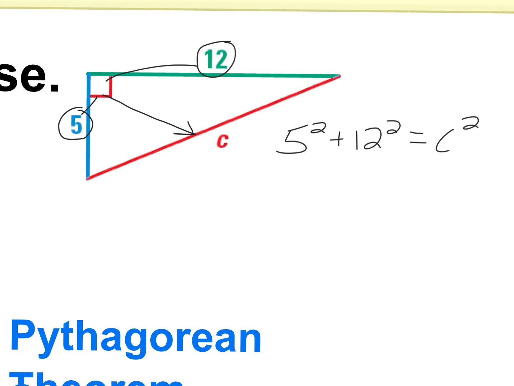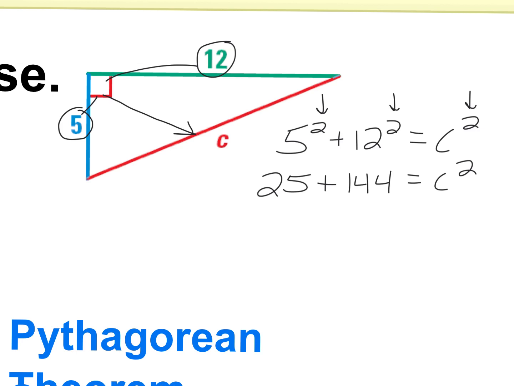The next thing that a lot of people forget is to make sure that you square all of these. Very important, make sure all of these are squared. Okay? So now we just solve. What's 5 squared? 25. What does squared mean? Times itself. So 5 times 5 is 25. What's 12 squared? 144, 12 times 12. And then c squared we keep because we're solving for c.